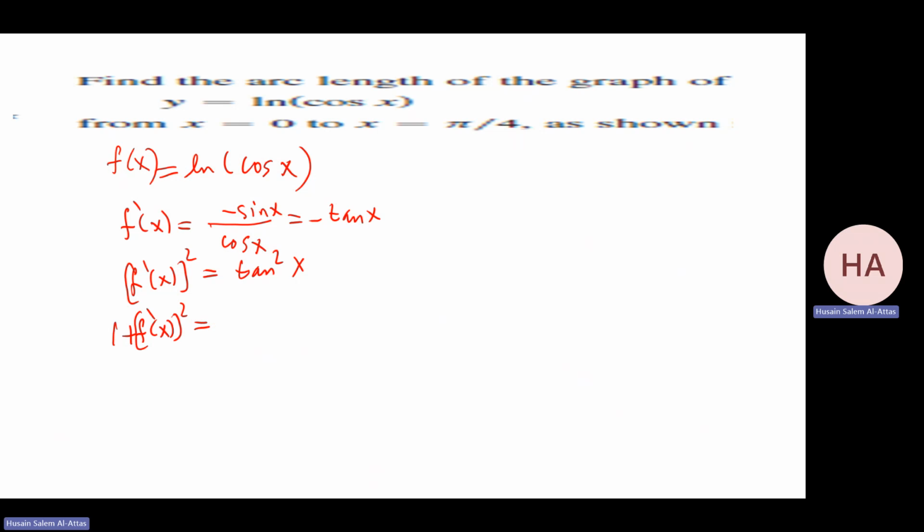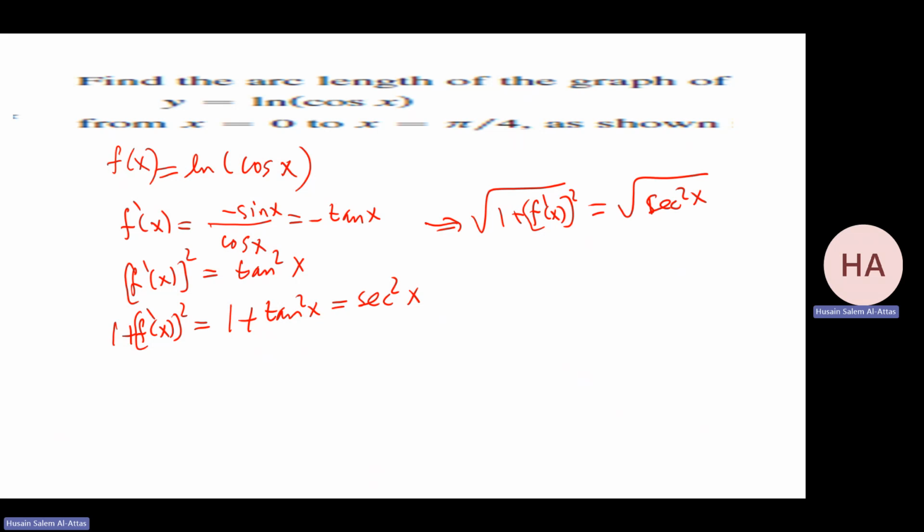That will be what? 1 plus tan square. And they know 1 plus tan square is what? Secant square. So square root of 1 plus f prime square will be square root of secant square. And this is from 0 to pi over 4, so everything is positive. So you have secant x. So L will be the integral from 0 to pi over 4 of secant x dx.